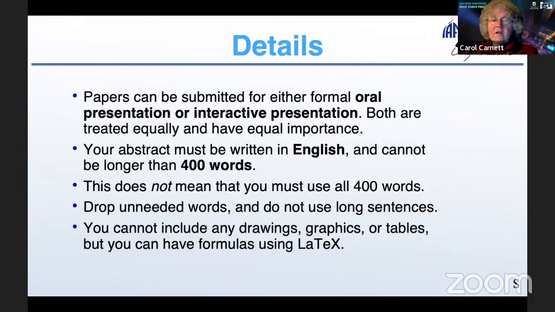And you need to know that you don't have to use up 400 words. If you can give all of your main points in your abstract in less than that, then you can do it. So don't use long sentences. Keep your language clear and sentences short, and just hit the high parts of your full paper. So you can't include any graphics, anything at all. This is a straight 400 or less word paragraph explaining your presentation.